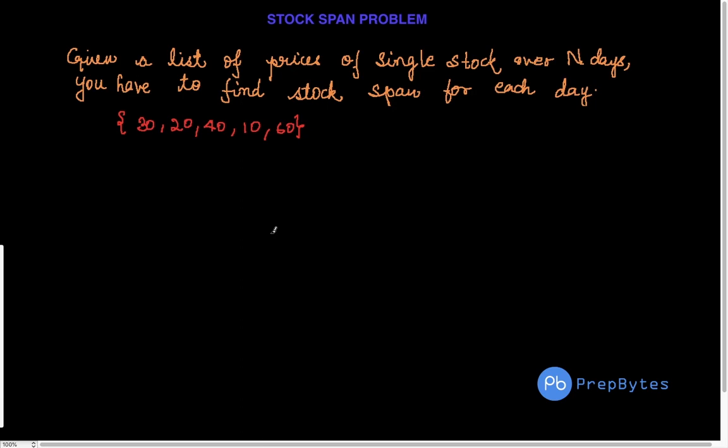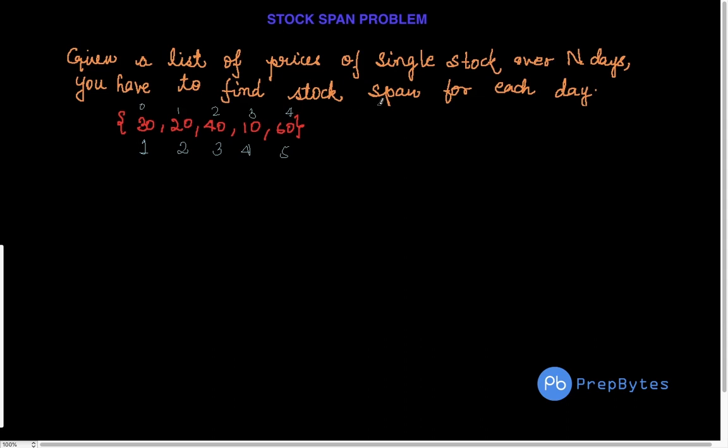Okay, so let me first explain the problem statement to you. The problem statement says that you are given a list of prices of a single stock over n days. Let's say the stock is of any particular company. On the first day the price was 30, on the second day the price was 20, on the third day it was 40, then we had 10 and then we had 60. Since it's an array, I'll put the indexes as well. And you have to find the stock span for each day.